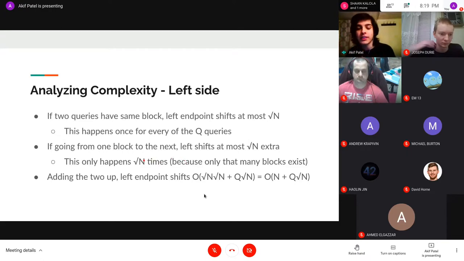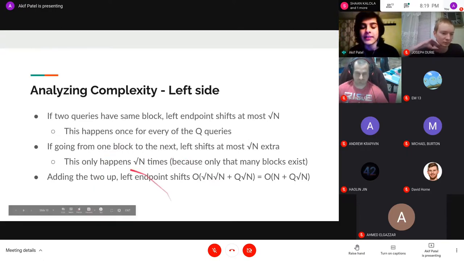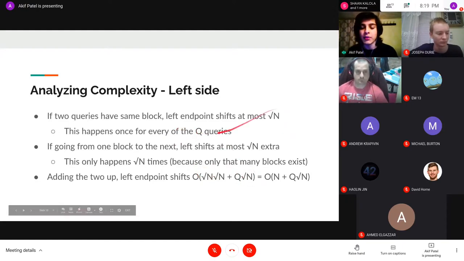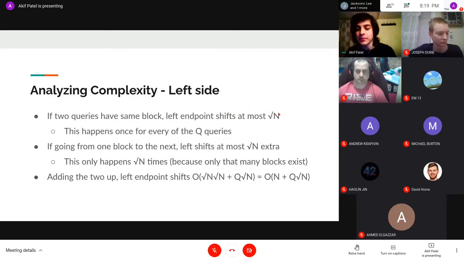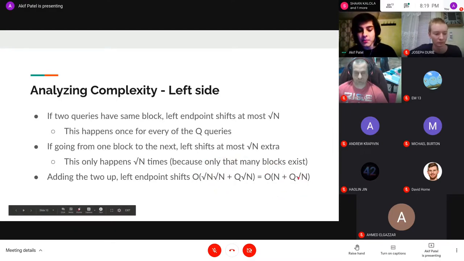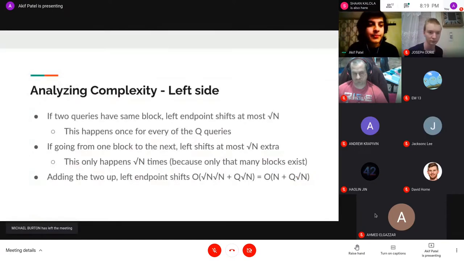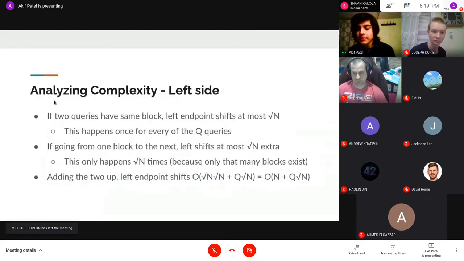So now we add both of these bullet points up, and we get that the total amount that the left endpoint shifts is square root of n times square root of n for the extra transition shifting, plus q root n, because q is the number of queries and then the root n shifting within each block. So this root n times root n is just n, so it becomes n plus q root n. Okay, any questions at all? I can draw a picture or something more if you guys need, but I don't know. Any questions at all, I guess? No? Okay, let's move on.